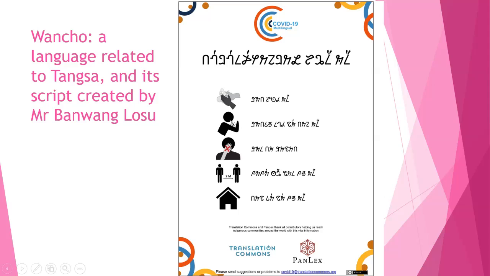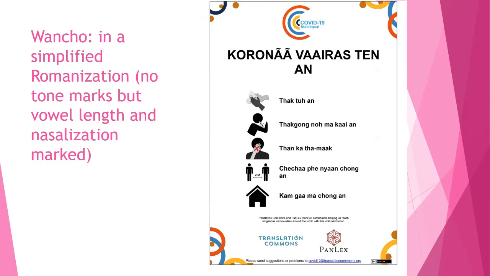You will notice that most of these examples have the same three symbols at the end, the last one with these two little marks above it, and that is the imperative particle in this language. Do this. And here's the same language, but in a simplified romanization. No tone marks here, but vowel length and nasalization marked. So together with Banwang, and with Craig's help, what we have created is two versions of this: one in the newly created script and one in the Romanized version of it.